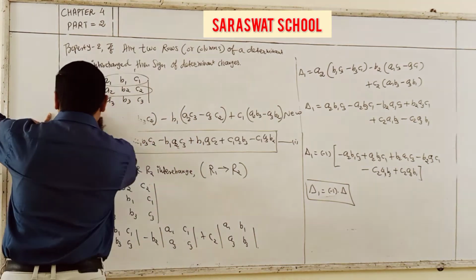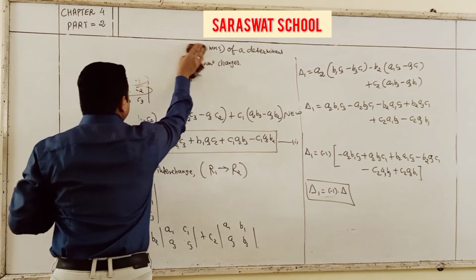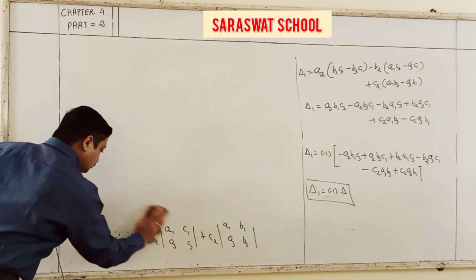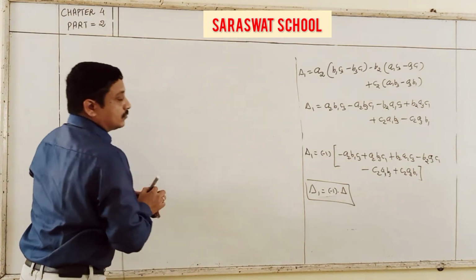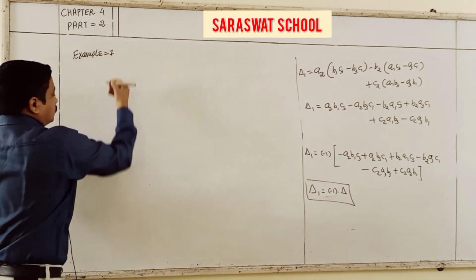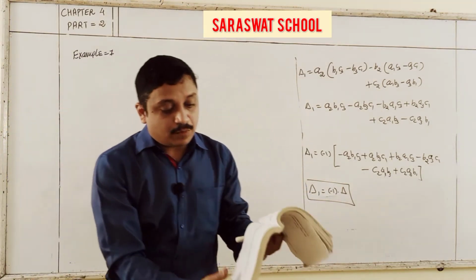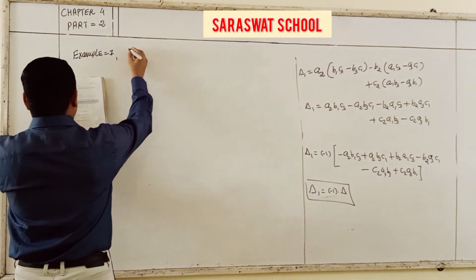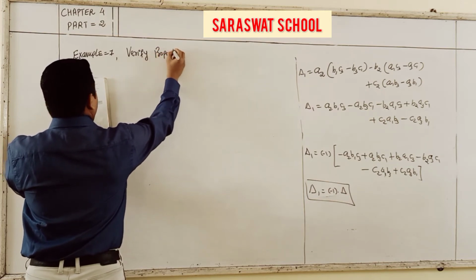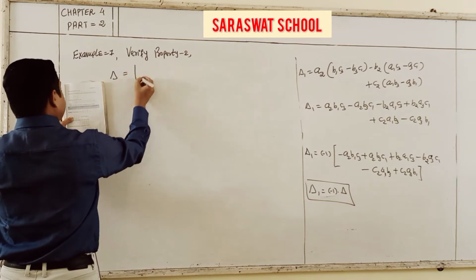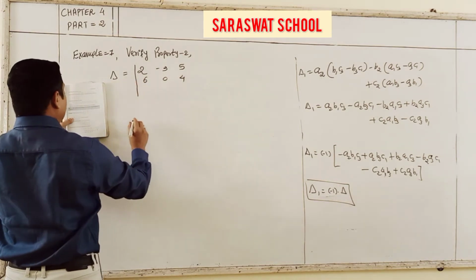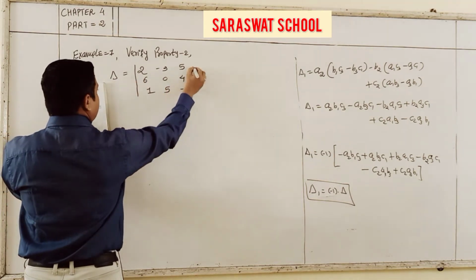And related to that, I will now start my examples. Example number 7: verify property number 2 for the determinant 2 minus 3 5, 6 0 4, and 1 5 minus 7.